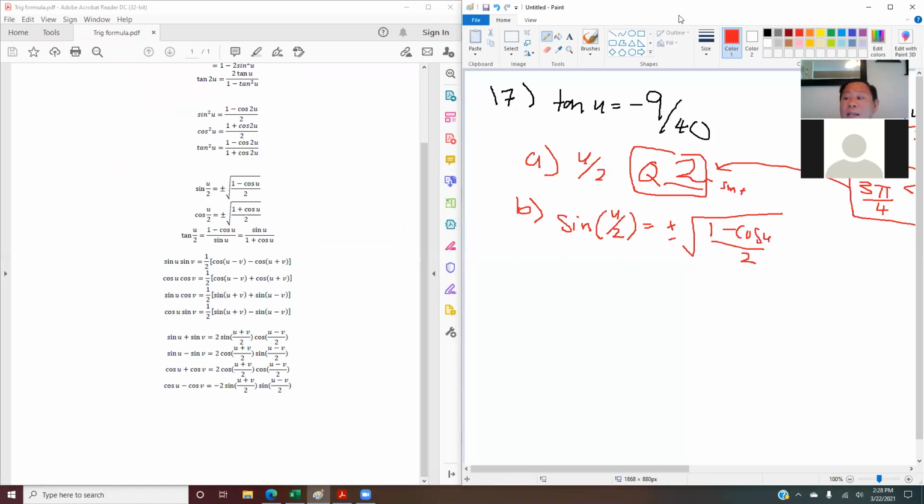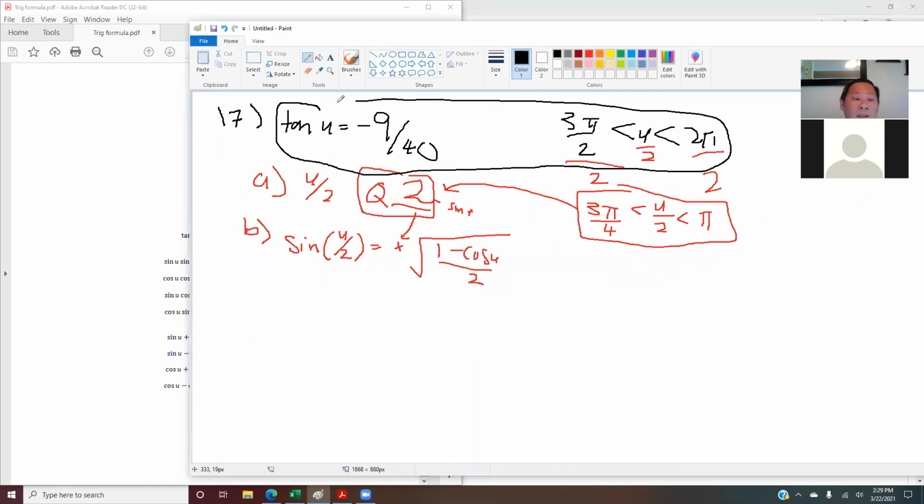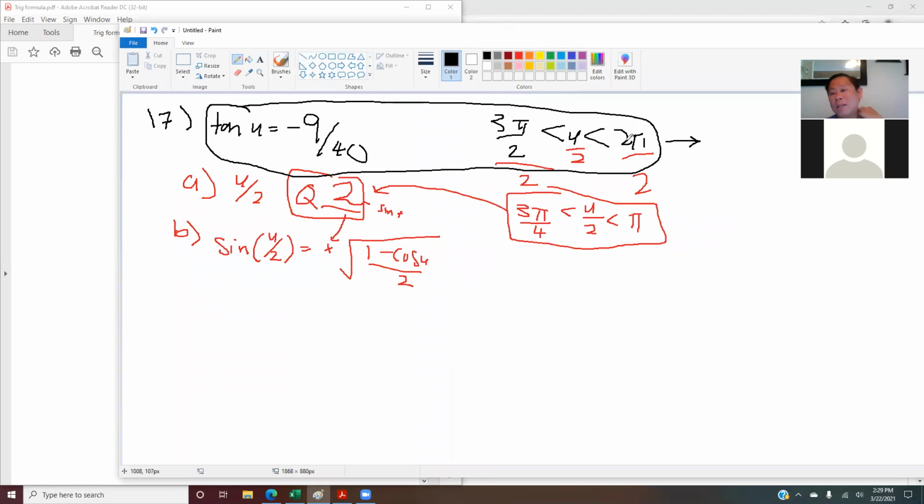Now, since this is in quadrant 2, is sine positive or negative in quadrant 2? Sine would be positive, so you can erase the minus. So this will be positive in this case. But we need to figure out what cosine u is. To do that, you have to use the first condition given in the question. Can you tell me what quadrant u belongs to?